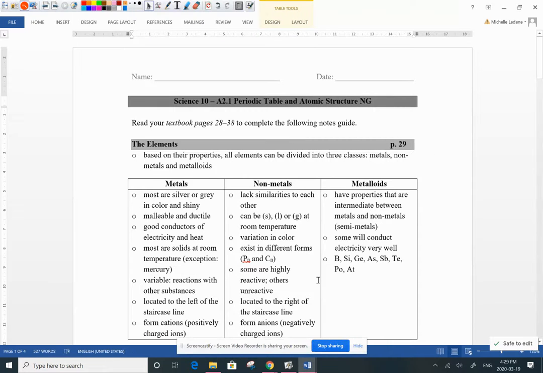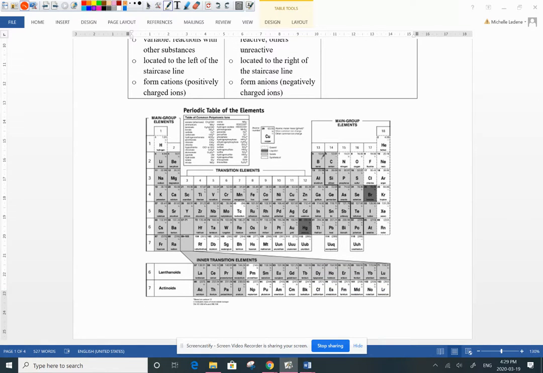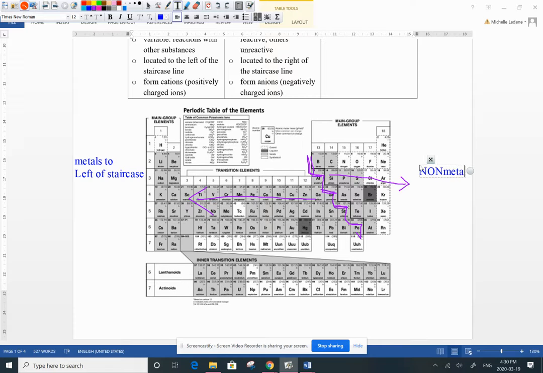When you're done that, you're going to start looking at this notes guide on the periodic table. And the periodic table basically has a divider down the side. You can kind of see here that there's this really dark line, and they call that the staircase. And every atom to the left of the staircase, those are all of our metals. Every element on the periodic table to the right of the staircase, well, these guys are all the non-metals.